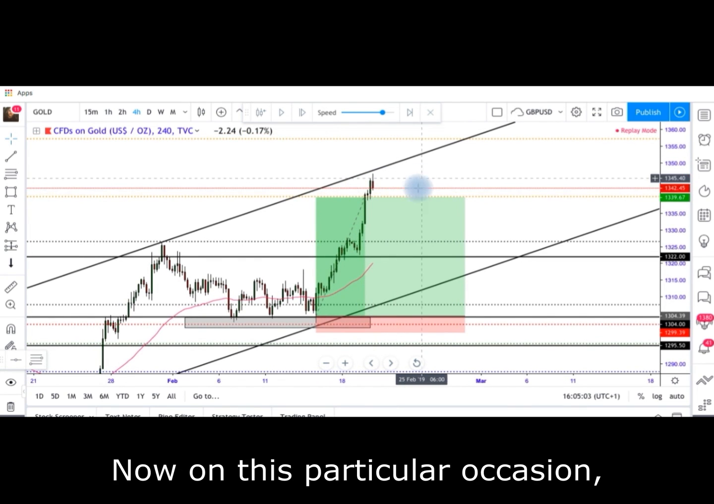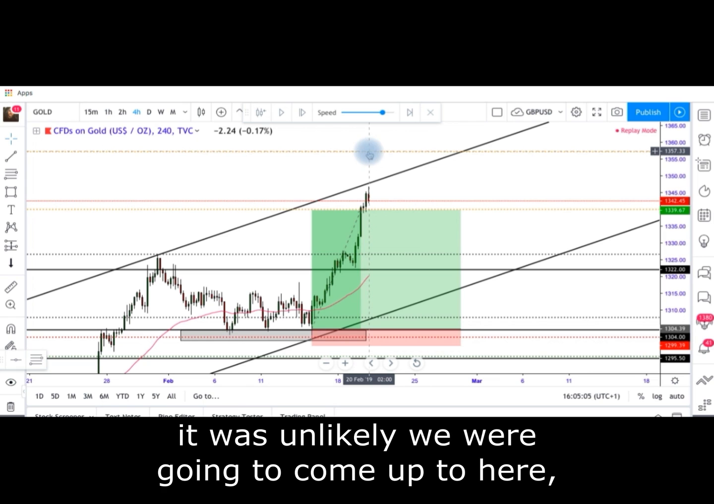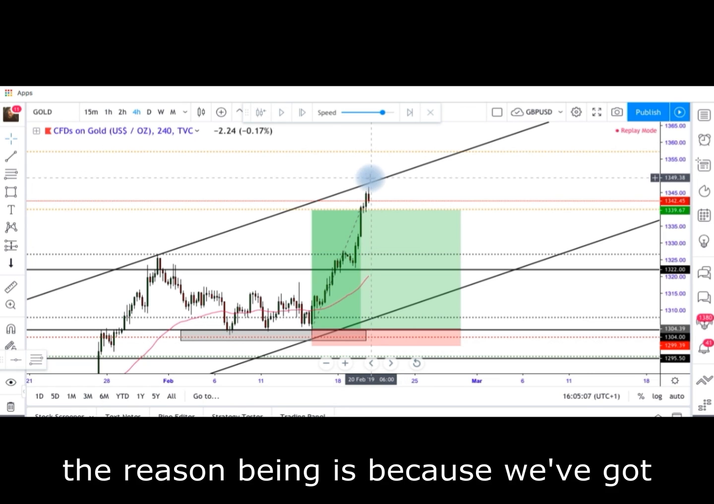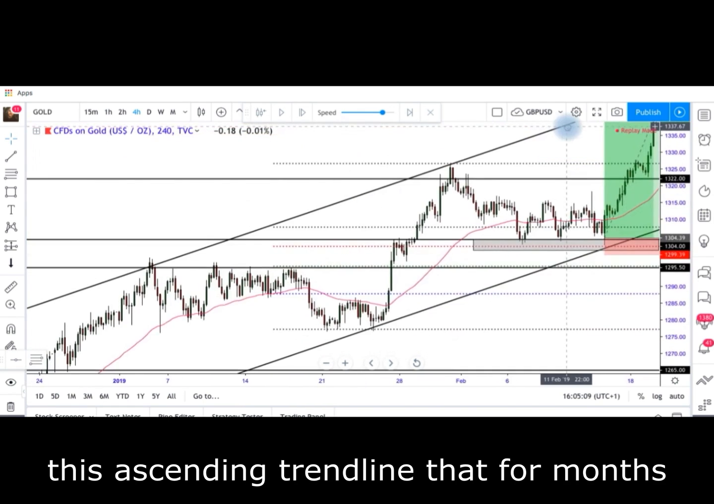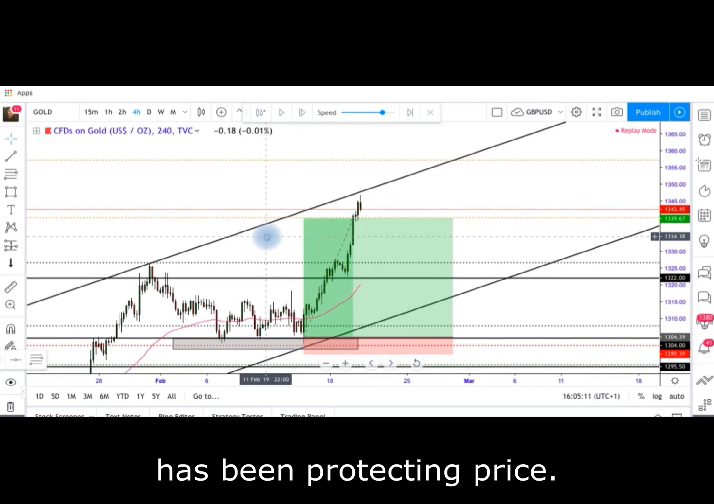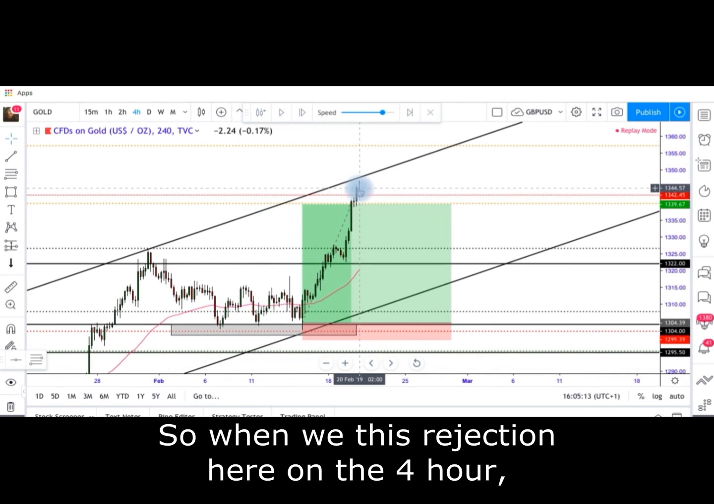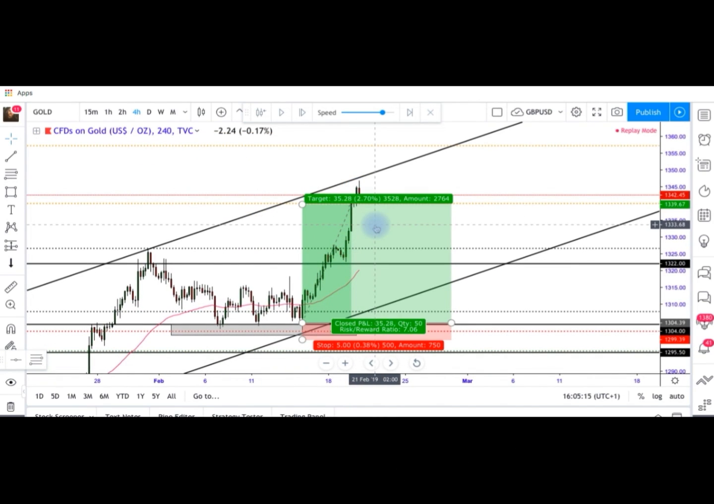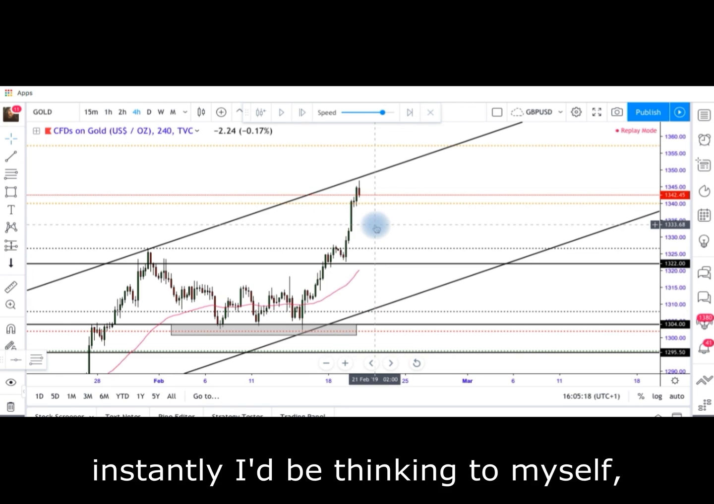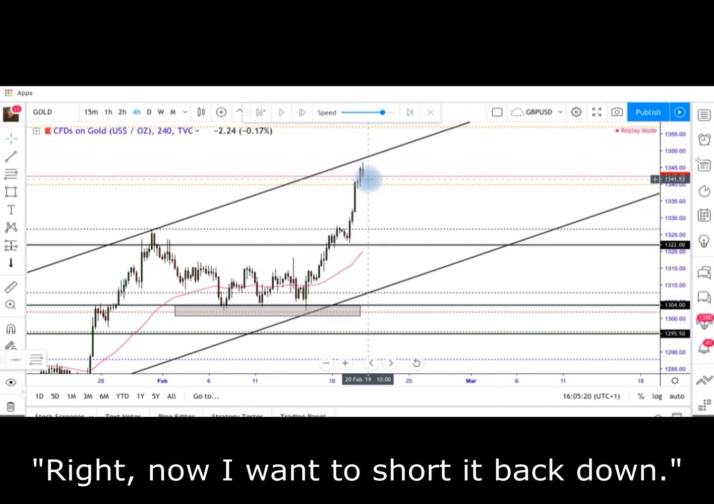Now on this particular occasion it's unlikely we're going to come up to here. The reason being is because we've got this ascending trend line that for months has been protecting price. So when we see this rejection here on the 4 hour, instantly I'd be thinking to myself, right, now I want to short it back down.